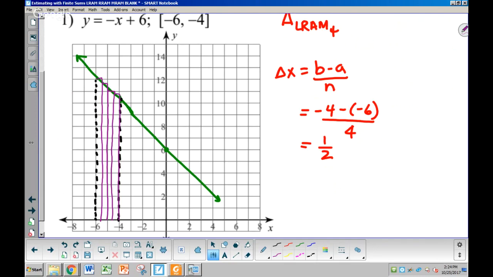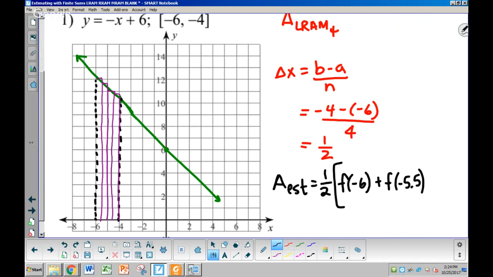Okay, so if I want to say the area estimate is going to be, what is the width? 1/2 times the heights now. That's going to be f of -6 plus f of -5.5. Would you agree? Plus f of -5 plus f of -4.5. Okay.